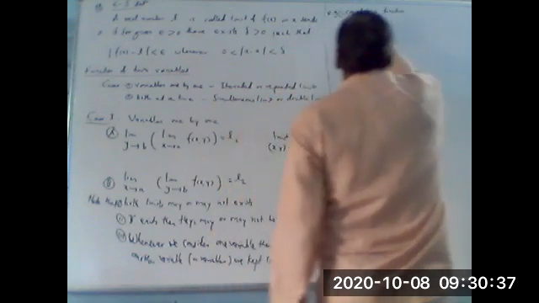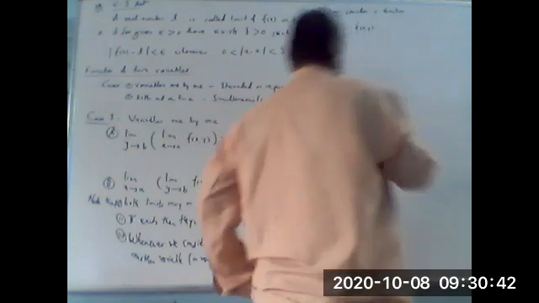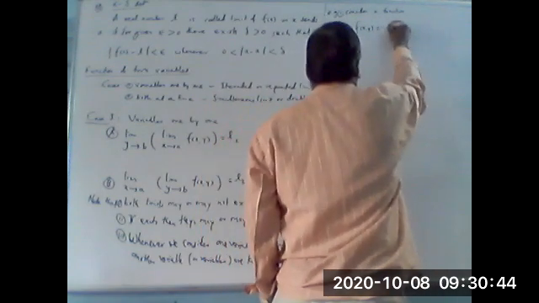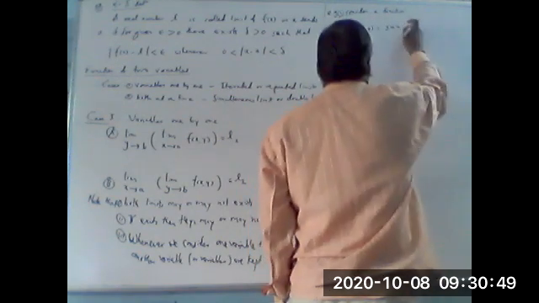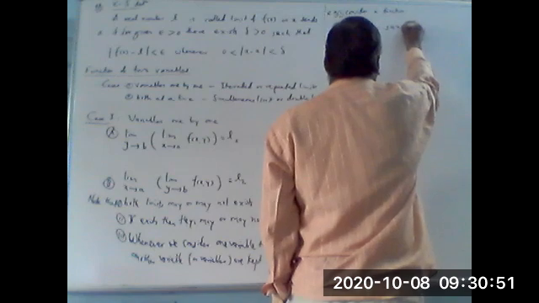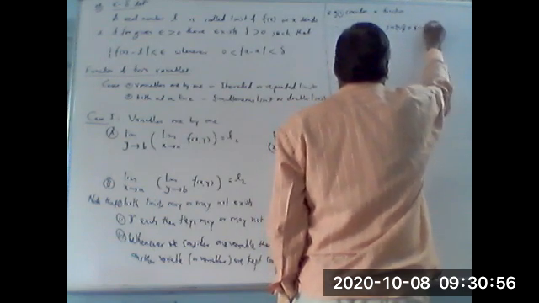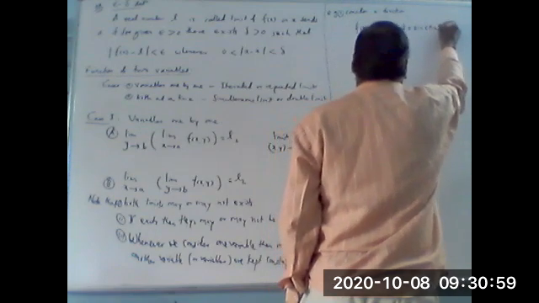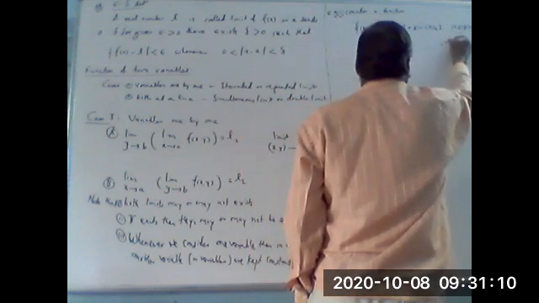First example, consider a function f of xy is equal to sine of x upon y plus sine of y upon x, and this will be provided xy is not 0 and is equal to 0 otherwise.